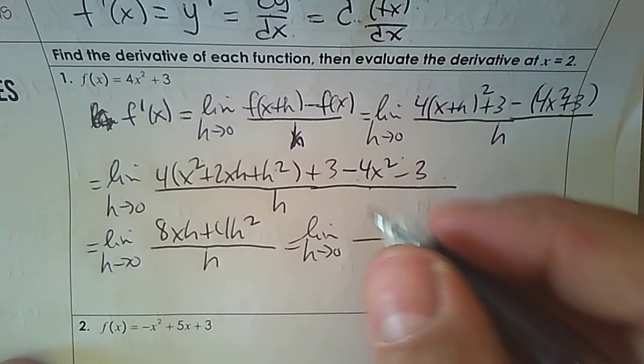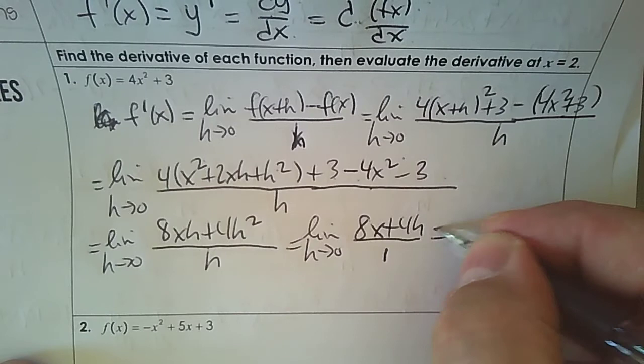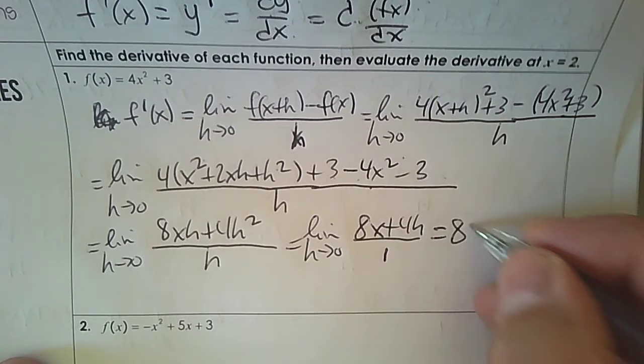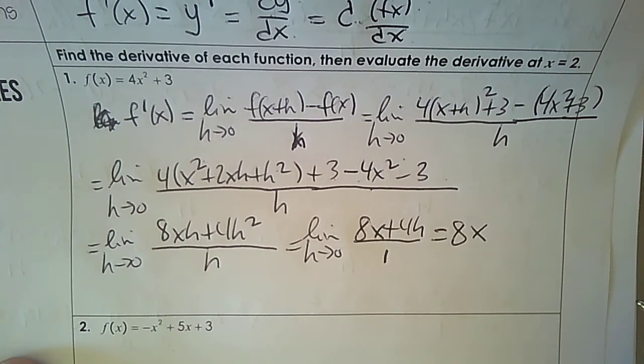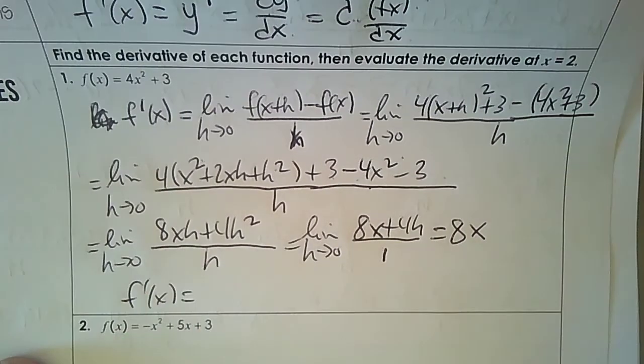So the derivative of f at x is equal to 8x. That's what the derivative equals. What's the derivative at 2? That's how you'd write it down. The derivative at 2, plug in 2 for x, and you get 16.